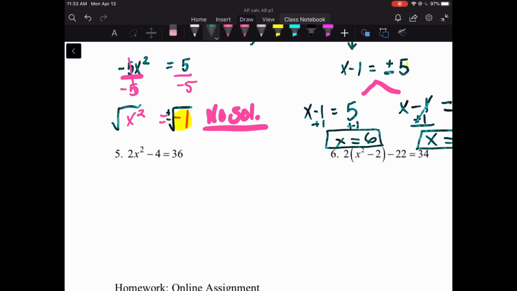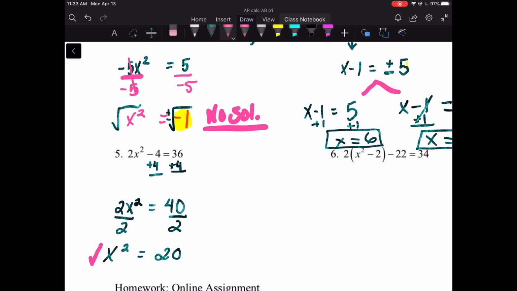Number 5, I'm going to add 4 to both sides. At this point, you might want to pause the video and try them on your own. They will become answers where you're going to have radicals in the answers. So if you're having difficulty simplifying radicals, keep watching. From here, divide by 2 on both sides. X squared equals 20. We now square root both sides, and we consider that it's plus or minus.